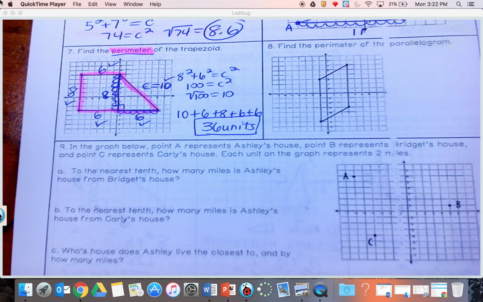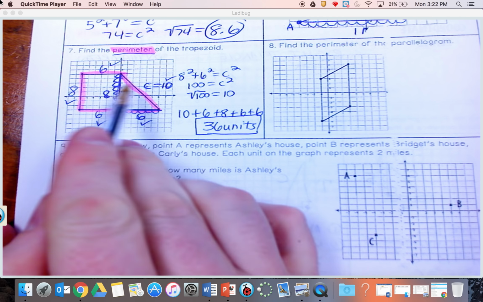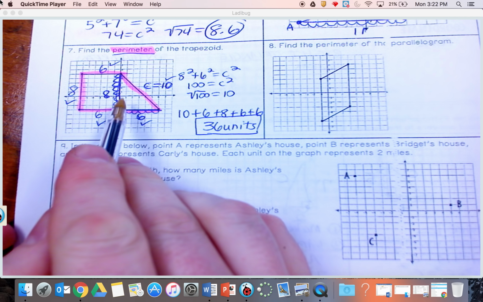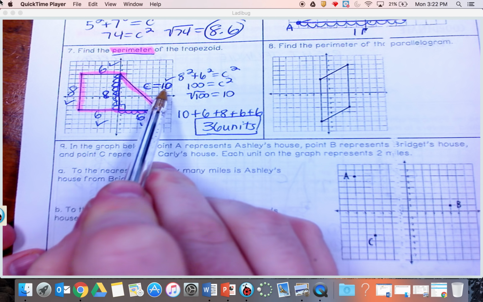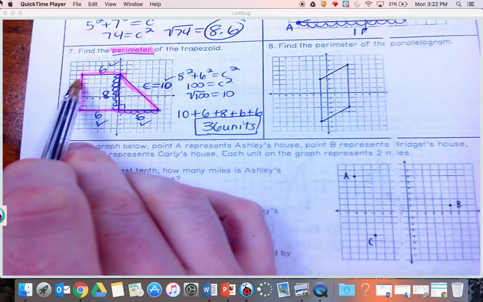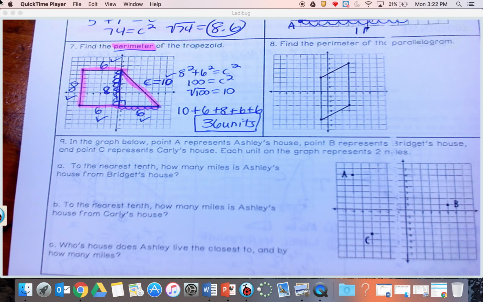So just to kind of recap what I did, I found the distance first by finding my right triangle using the Pythagorean theorem. Found my distance to be 10. Then I was able to find the distance of all these by just counting how many spots they were, and all the way around, and added them up and got 36. That's pretty much straightforward. Okay?